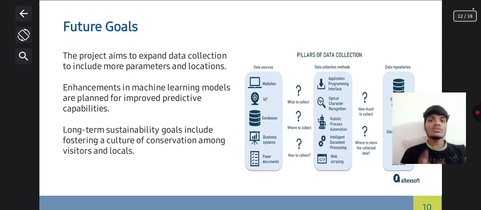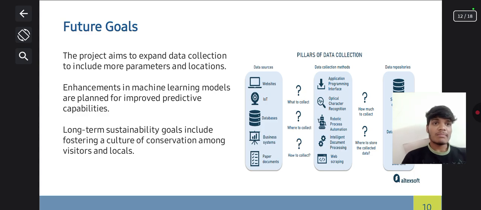The main future goal of this project is to expand data collection and include more parameters and locations. The pillars of data collection are websites, the Internet of Things (IoT), databases and business systems, and paper documents. What to collect, where to collect, how to collect.